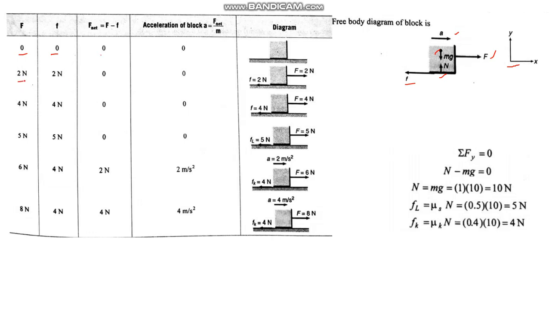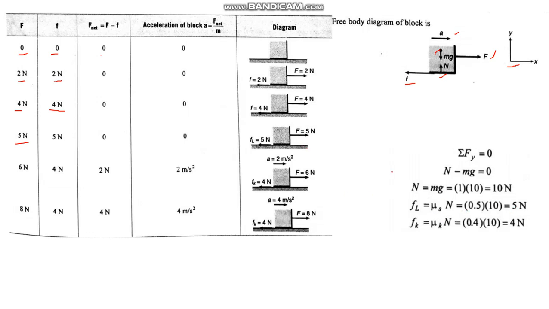So let us say you apply 2 Newton force. The frictional value adjusts itself to 2 Newton force. You increase the force to 4 Newton. Because this block is in static condition, it will adjust to 4 Newtons. When you apply 5 Newton, because the limiting friction value here is 5 Newton.